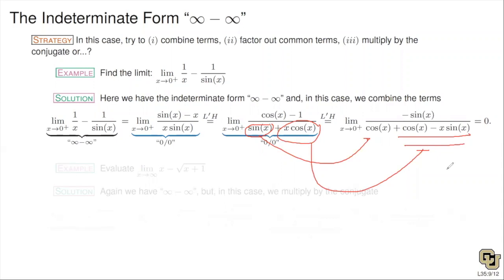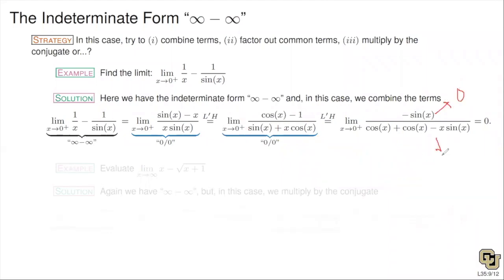I do the product rule. Now when I apply the limit, in the numerator, this goes to 0. The denominator goes to 1 plus 1 minus 0. So the limit is 0 over 2, or just 0. So yeah, here, based on the form, I combined the two and made it a single fraction.